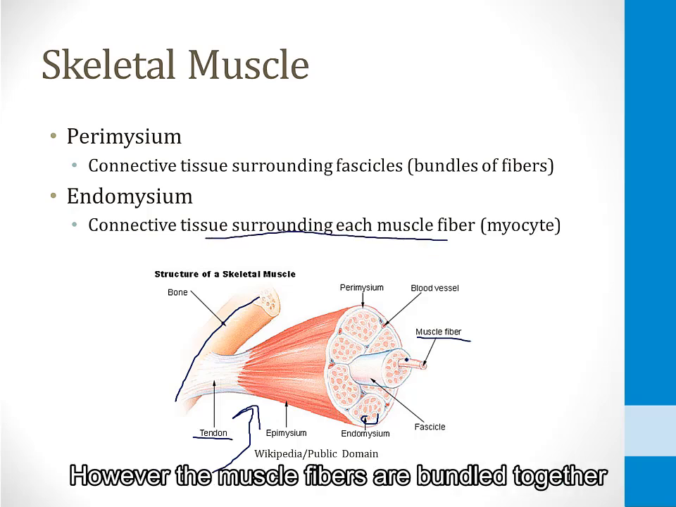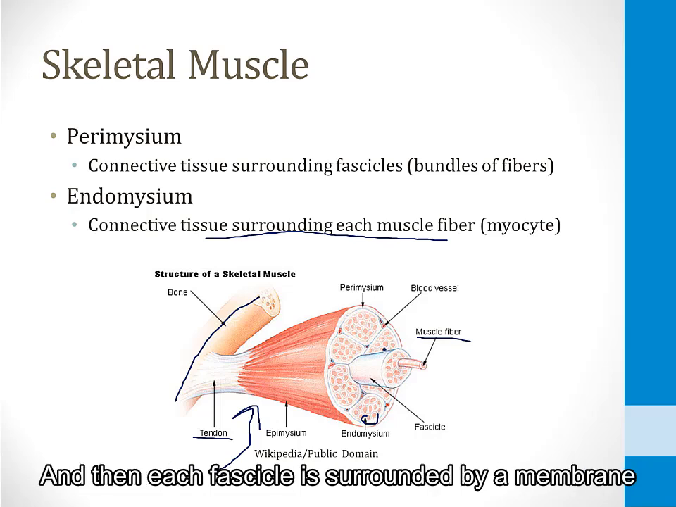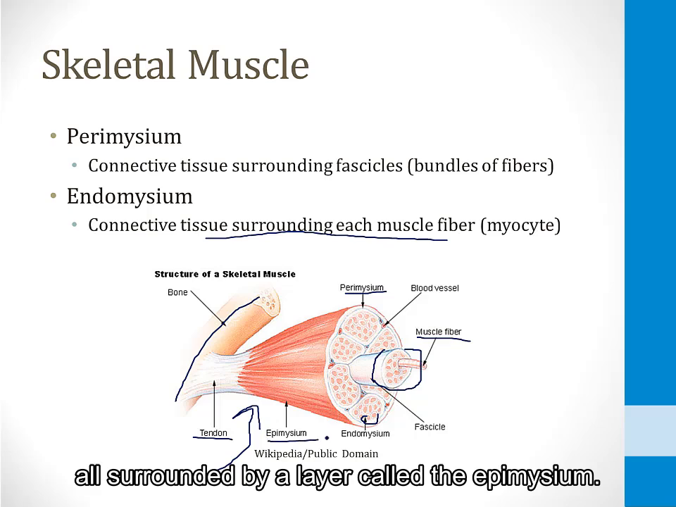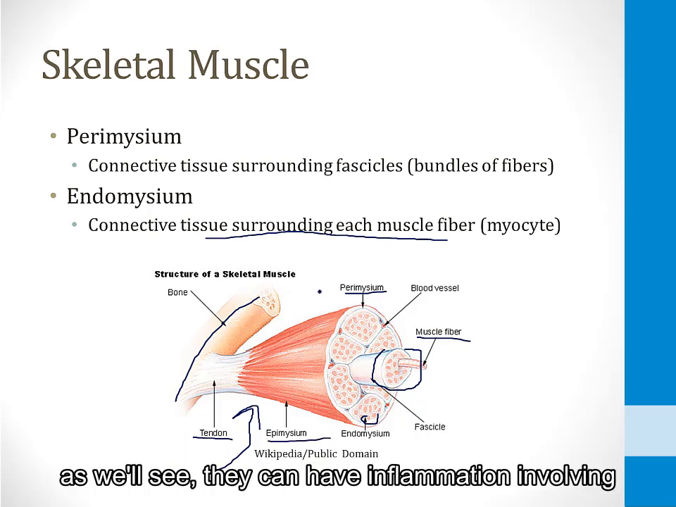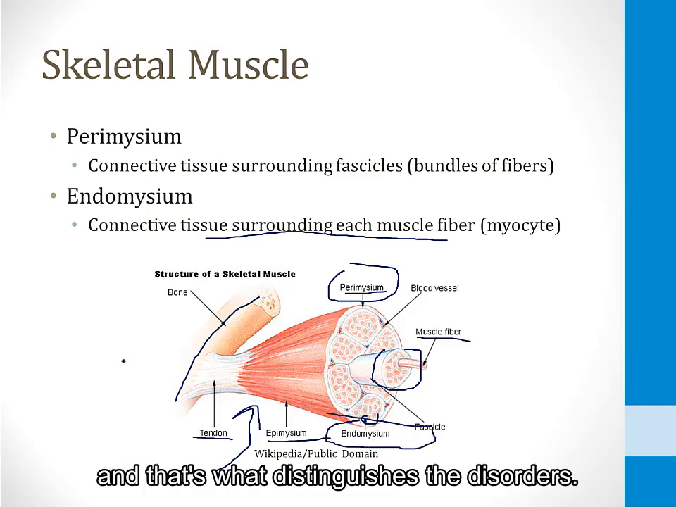However, the muscle fibers are bundled together in fascicles, a whole bunch of them together, and then each fascicle is surrounded by a membrane called the perimysium. And then the muscle itself is made up of multiple fascicles all surrounded by a layer called the epimysium. But in terms of understanding the inflammatory myopathies, as we'll see, they can have inflammation involving either the perimysium or the endomysium, and that's what distinguishes the disorders.